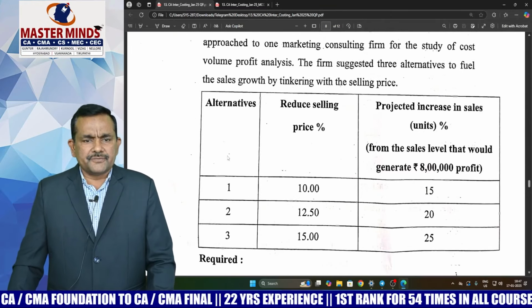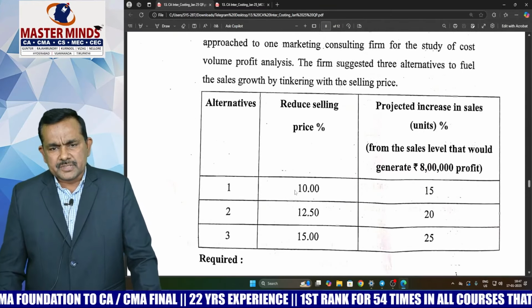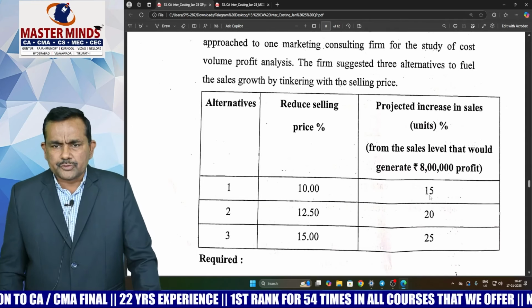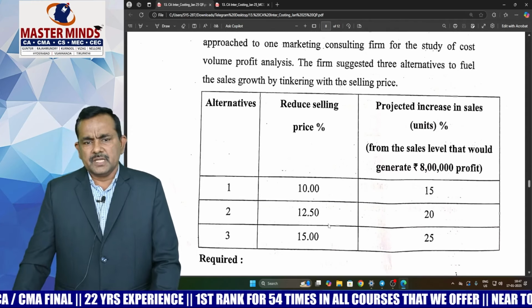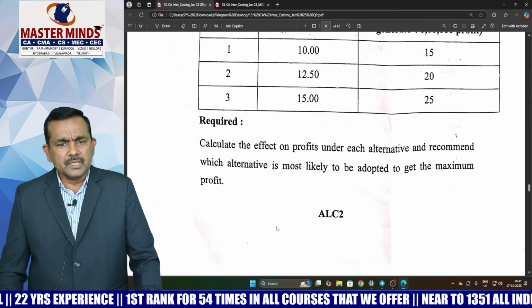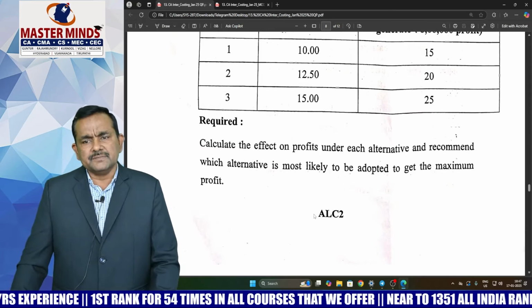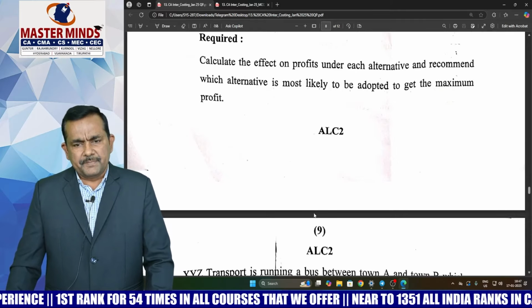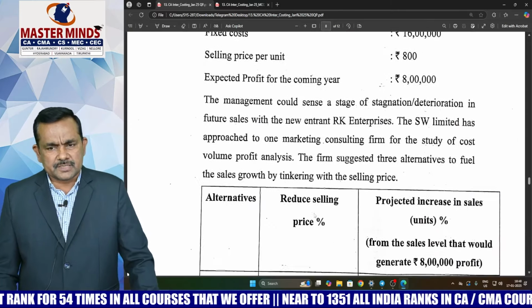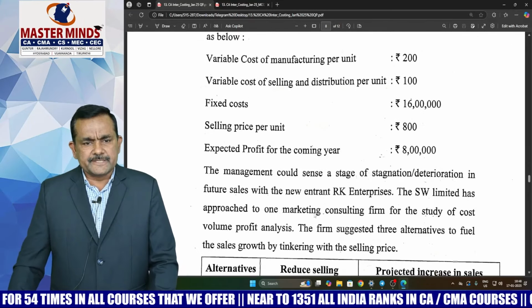So here, first alternative, reducing the selling price by 10%. So automatically sales volume increases by 15%. Then second alternative, third alternative. Calculate each alternative's profit levels, sir. So which one is the best? This is a decision-making question, sir. This question is related to marginal costing. So this is also very easy.